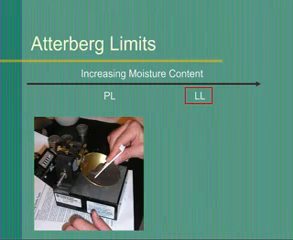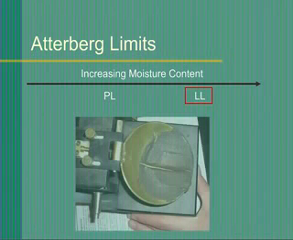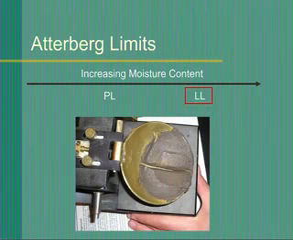Once the soil is smoothed out in the cup, cut a V-shaped groove in the soil using the grooving tool. The groove should extend from the back to the front of the cup. A clear brass line should be visible at the bottom of the groove, as shown. The cup is then repeatedly dropped by rotating the crank counterclockwise.